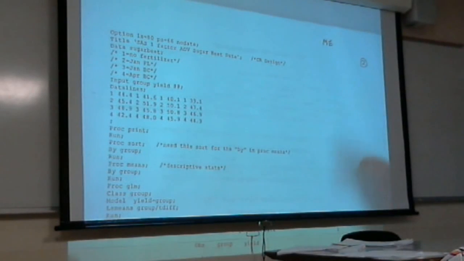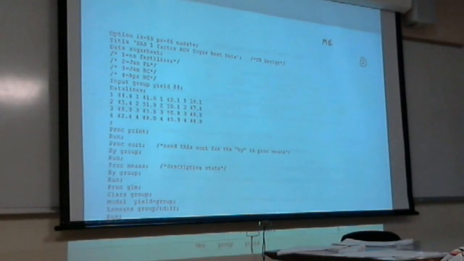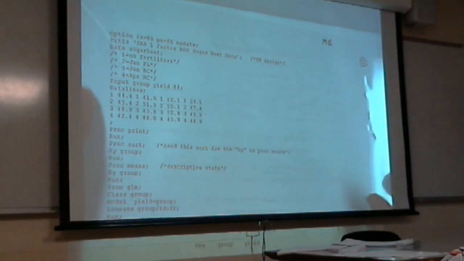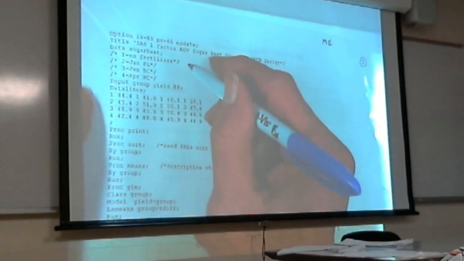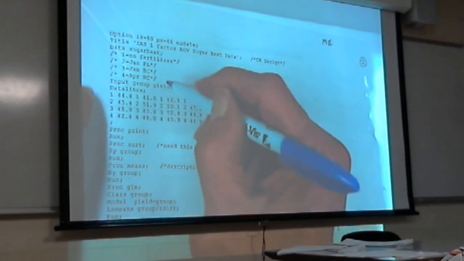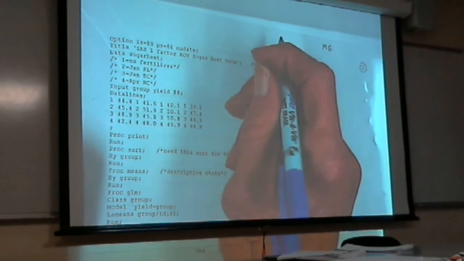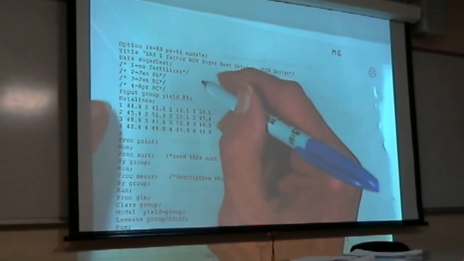Which is that here. So here's a new set of data. This is supposed to be somewhat self-explanatory. It says, here's the meaning of 1, 2, 3, 4 for the group numbers. We're planting sugar beets, and the response is the yield of sugar beets from the field. I'm not sure what the units are here for this example.